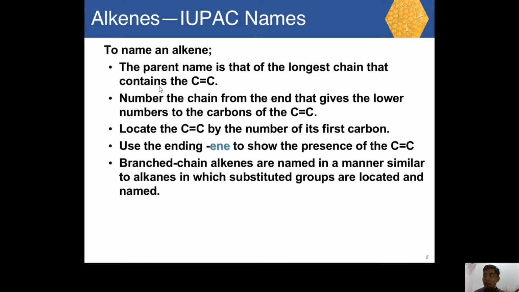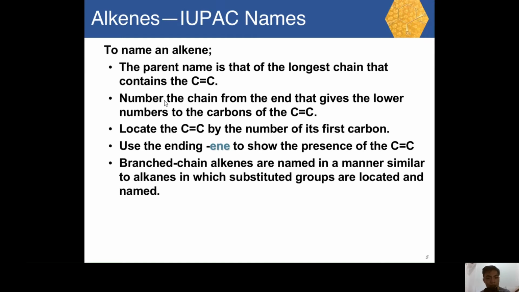Okay? So, kailangan kasama to sa pagbibilang. So, hindi siya necessarily yung pinakamahaba. Dapat siya yung mahaba containing the C double bond C. Kasi kapag hindi kasama yon, mali yan. Okay? So, kailangan isama mo yung C double bond C sa possible long chain na kaya mo gawin. Okay? Then, what else? No? So, the number of chain from the end gives the lower number to the carbons of C double bond C.